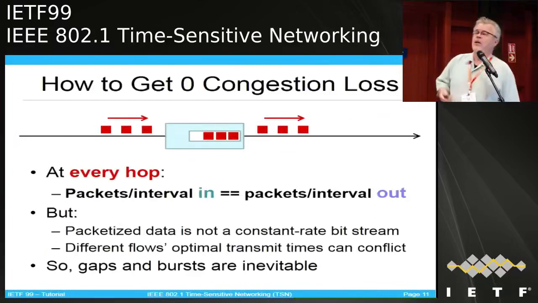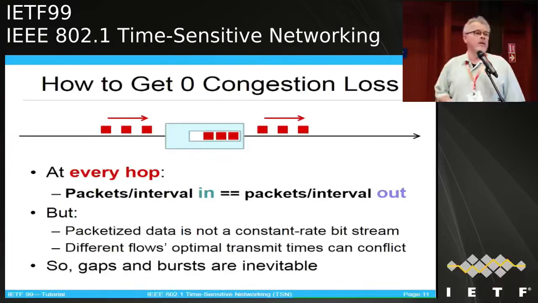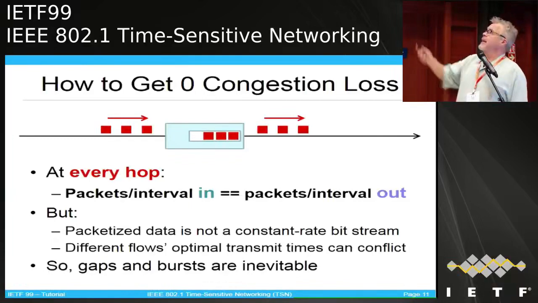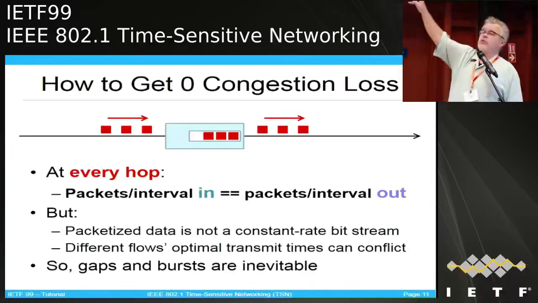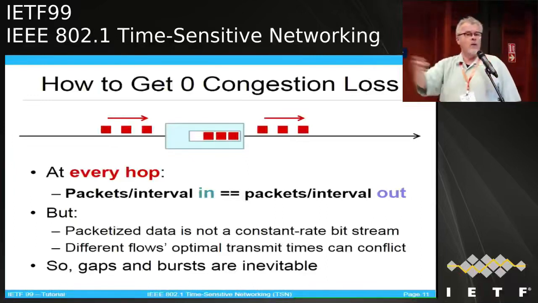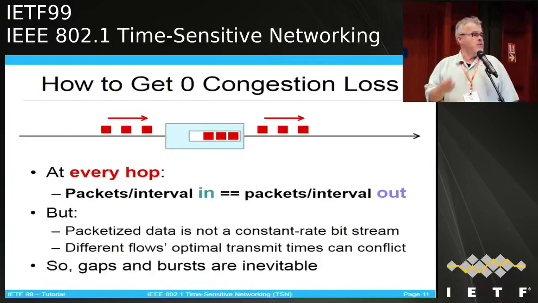So how do we get zero congestion loss? What we do is at every hop, the packets per interval in equals the packets per interval out. The data rate in equals the data rate out. Now, packetized data is not a constant bit rate stream, and I typically have a bunch of streams that I want to do this with, all going out the same port. They have different data rates, so I can't perfectly space everything. So there are going to be gaps and bursts in each individual flow.